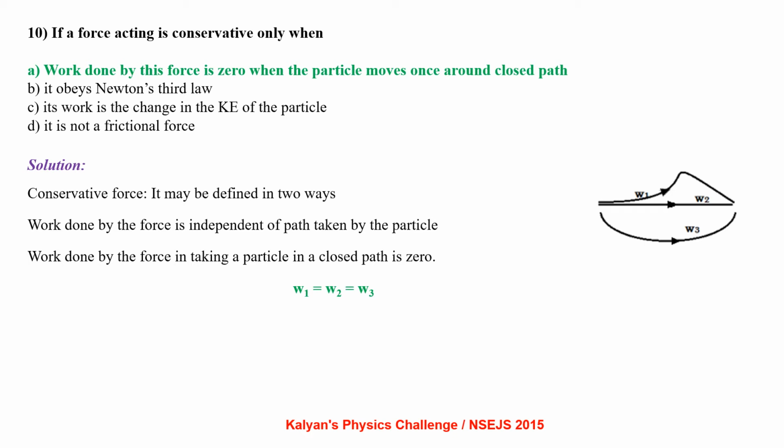Conservative force may be defined in 2 ways. Work done by the force is independent of the path taken by the particle. Work done by the force in taking a particle in a closed path is 0. So the work done along all the 3 paths is the same. W1 equal to W2 equal to W3.